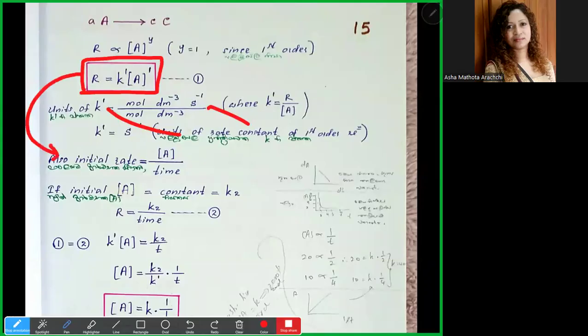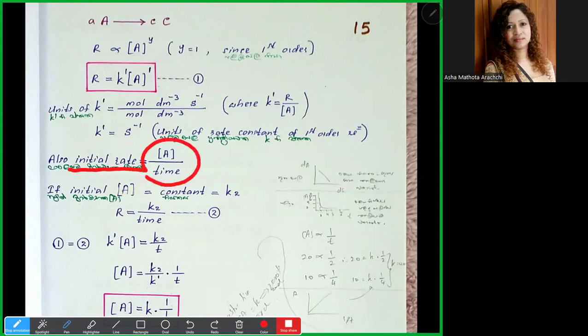The same way, if I go with the initial concentration, I can write again: concentration divided by time is a rate, but initial concentration I can control to constant. Let's say that constant equals K2. So from this equation, instead of this A, I can write K2. So I can write rate equals K2 over time.